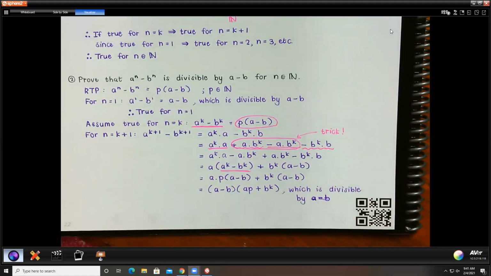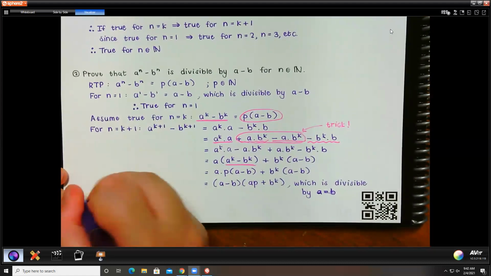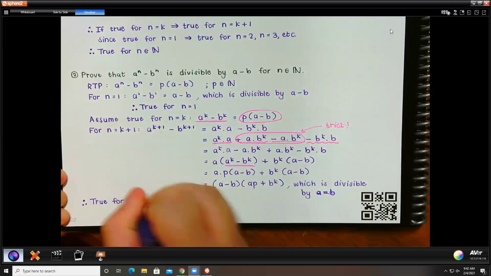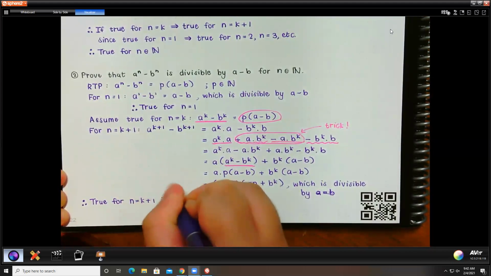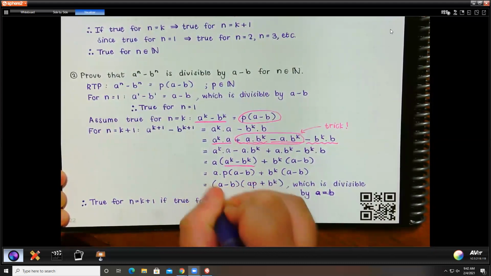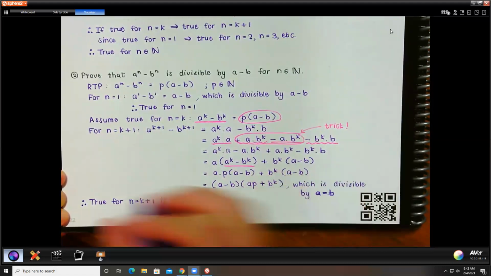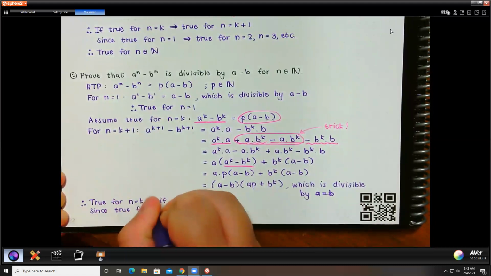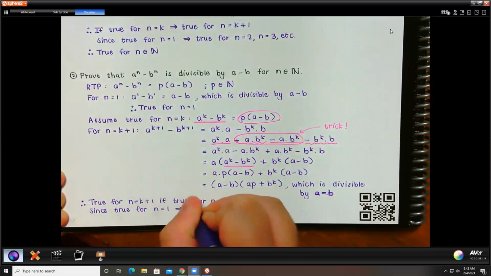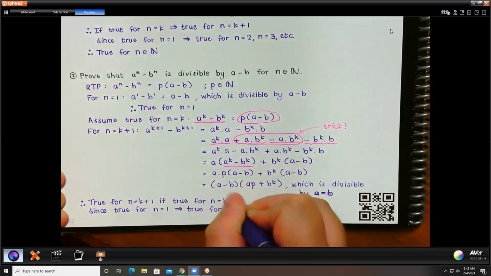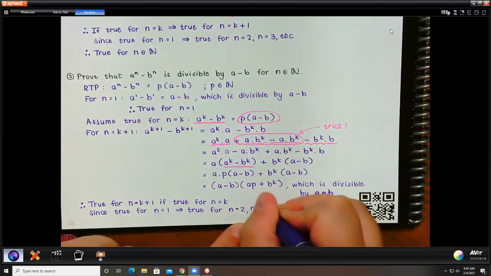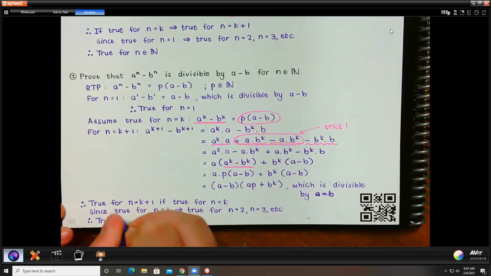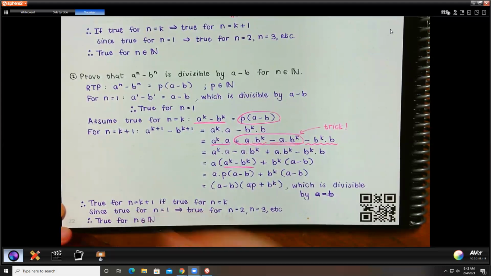There we go. Now after this, I don't quite have enough space here at the bottom, so I'm just going to squeeze it in. Therefore, true for n equals k plus 1 if true for n equals k. Since true for n equals 1, then true for n equals 2, n equals 3, etc. Therefore, true for n an element of the natural numbers.